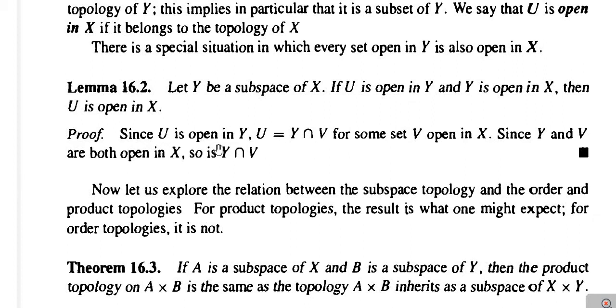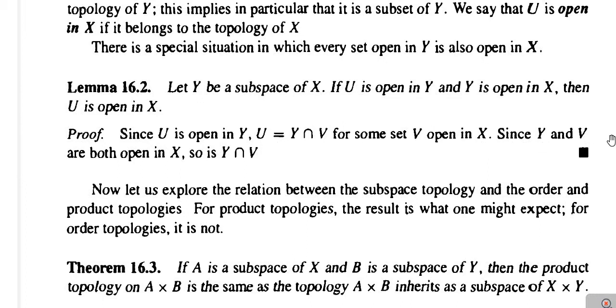So, as U is open in Y, therefore U is equal to Y intersection V, where V is some open set in X. Again, as Y is open in X and V is also open in X, therefore the intersection of Y and V is again an open subset of X. But the intersection of Y and V is the set U. So therefore U is also open in X.